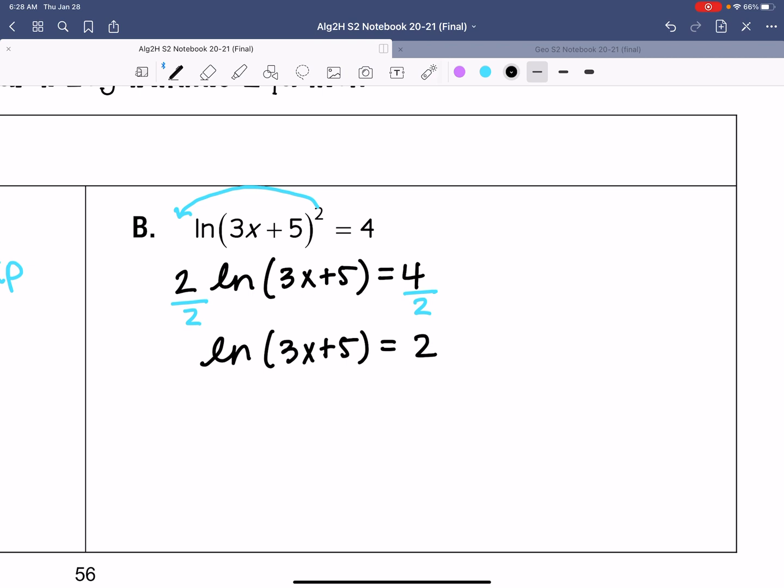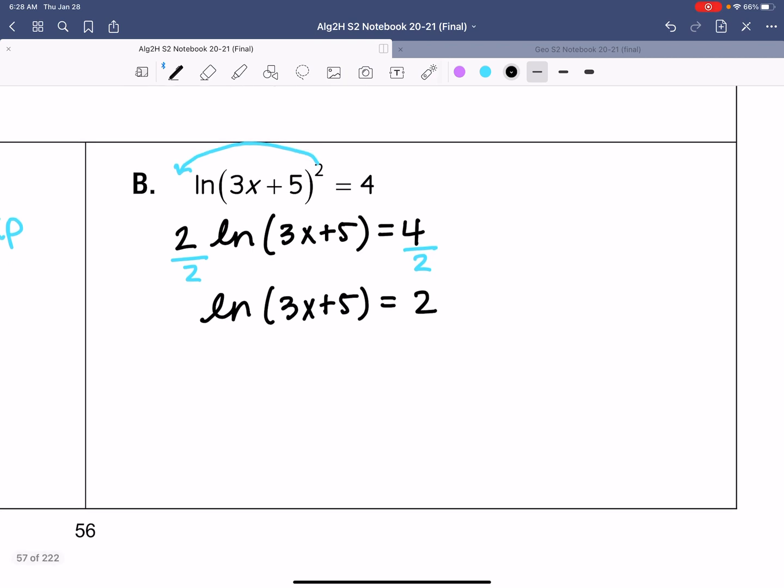Again, I want to get something out of a log function. The opposite, or how to get something out of a log function, is changing it back to its exponential form. So the base of natural log is e, the exponent would be 2, and my answer is 3x plus 5. Okay, and then you guys just solve this like normal. We'll subtract 5 from both sides. So we have e squared minus 5 equals 3x. We'll go ahead and divide each side by 3.